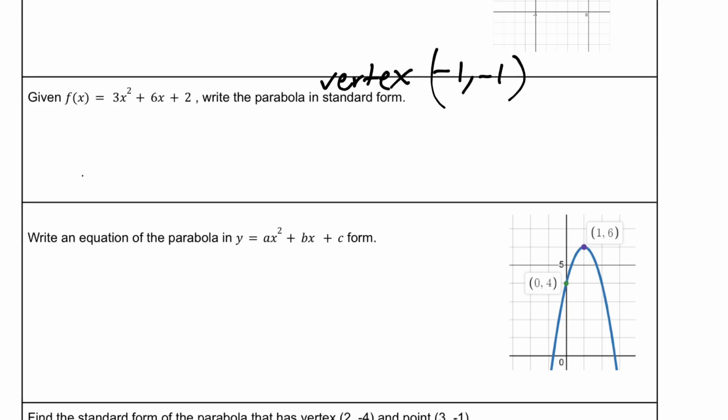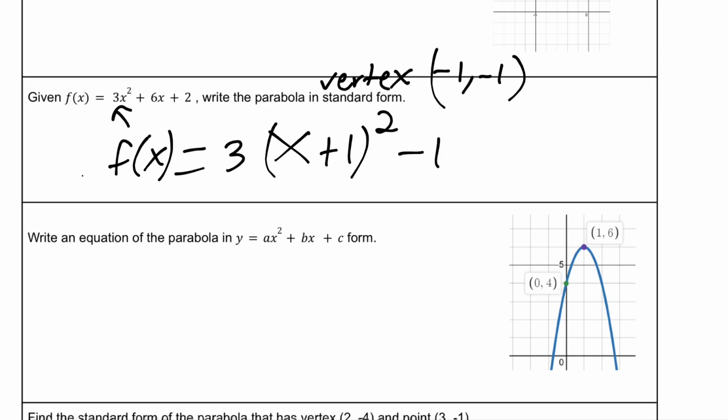I can think about the parent function and write it like this. X minus h, which is like minus a negative 1, so really x plus 1 squared, and then minus 1 from my vertex. And my a value here is 3, so I'll put that over there. So I'll write this f of x is equal to 3 times the expression x plus 1 squared minus 1.